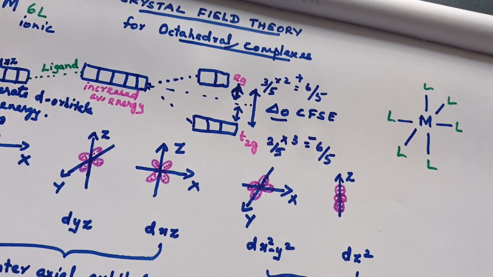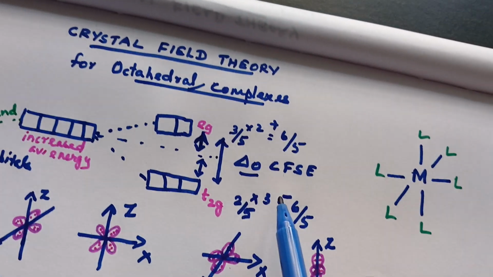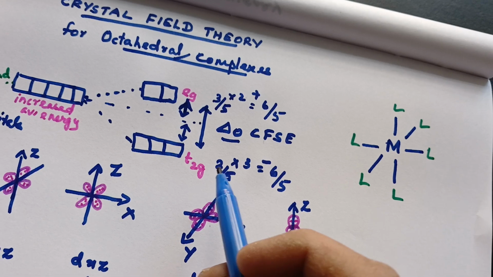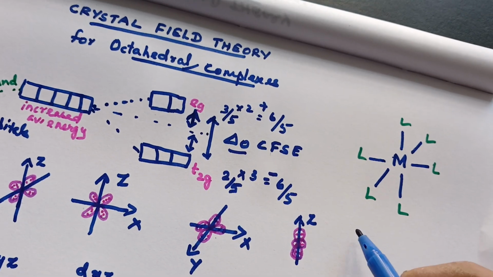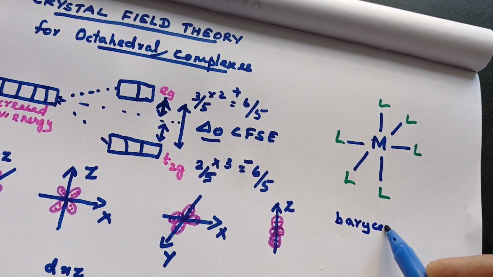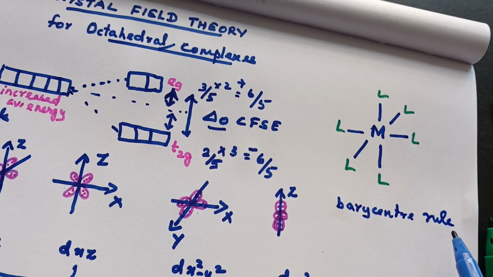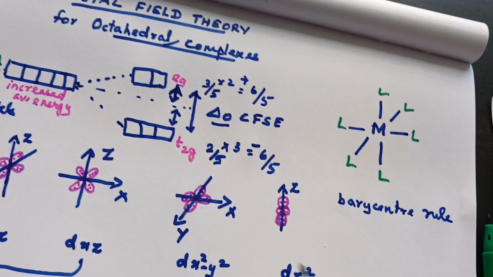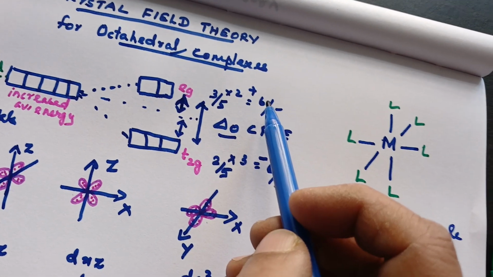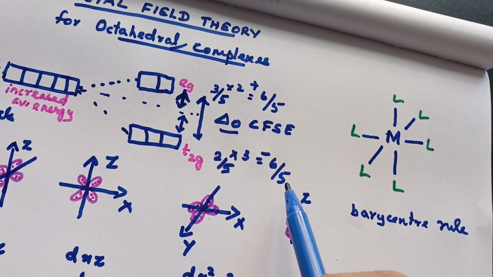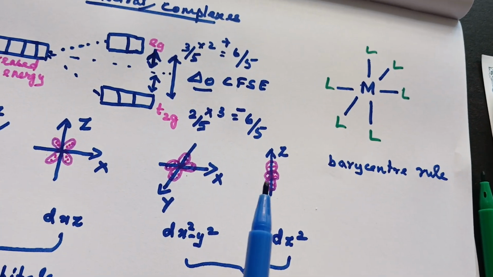Now we know that the average energy of the d orbitals has to remain constant. This is according to a principle called the barycenter rule, according to which the average energy of the d orbitals has to be constant. So this is plus 6 by 5 and this is minus 6 by 5. Ultimately there is no difference, so it remains constant.